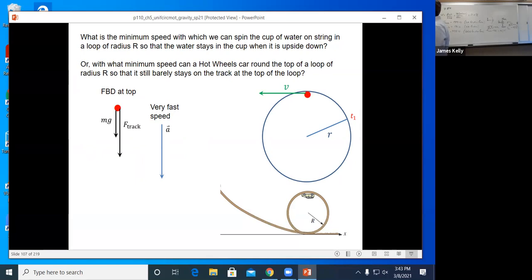Now let's imagine we slow it down a little bit. So we're going only at a somewhat fast speed. The acceleration vector, you may not have noticed, got a little bit shorter. That means these two forces can't add up to as much.